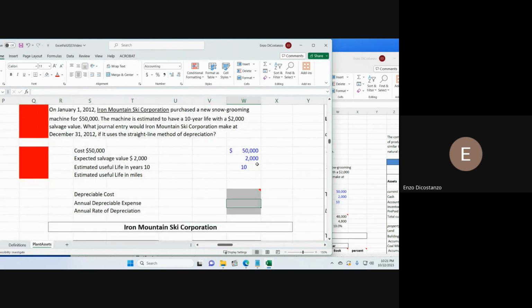Okay. The depreciable cost obviously is going to be the difference, 50,000 minus the 2,000. The annual expense would be the 48,000 divided by the 10 years. And the rate would just be the ratio, which obviously is going to be about 10%.